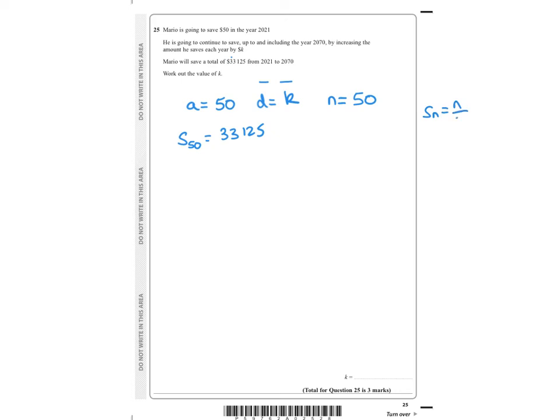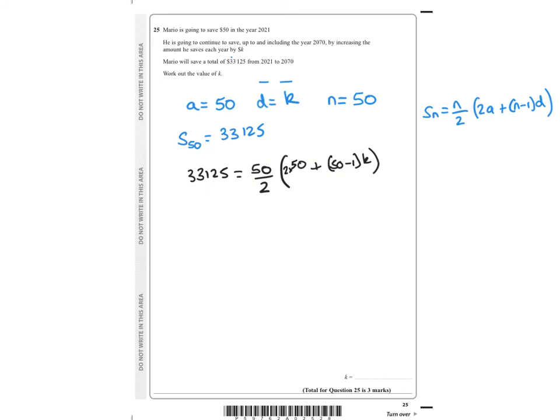SN equals N over 2, brackets 2A plus (N - 1)D. So we're going to substitute everything into that formula. So we're going to get 33,125 equals 50 over 2, brackets, 2 times 50 plus (50 - 1) lots of K.